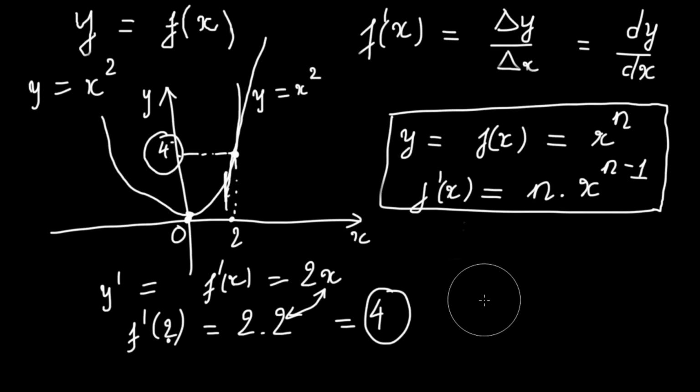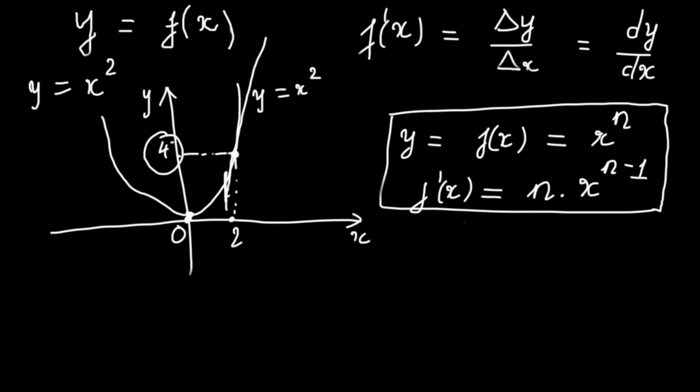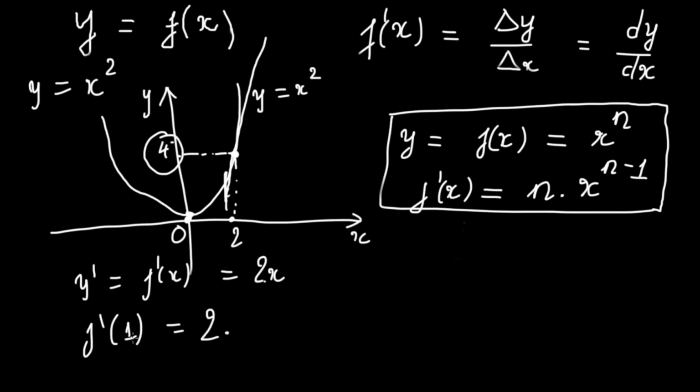Now let's choose a different point. For example, if I say that we need to find the derivative at x equal 1, you can see y prime is always equal f prime of x equal 2x, right? Now we need to find the derivative at x equal 1. So f prime of 1 should be equal to 2 times, we substitute x equal 1 right here. So 2 times 1 equal 2.